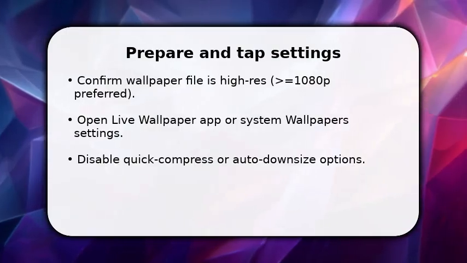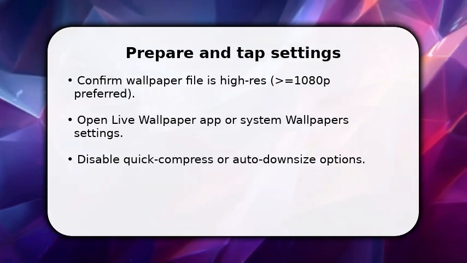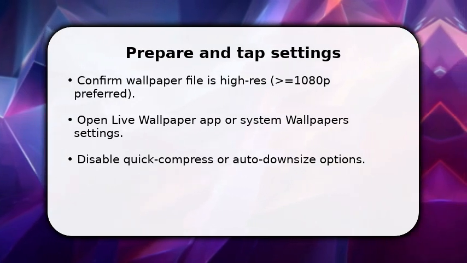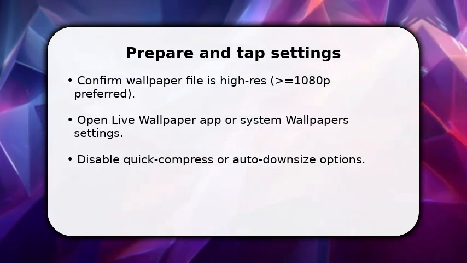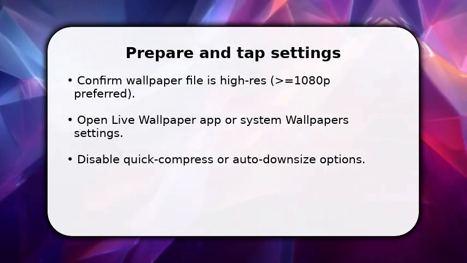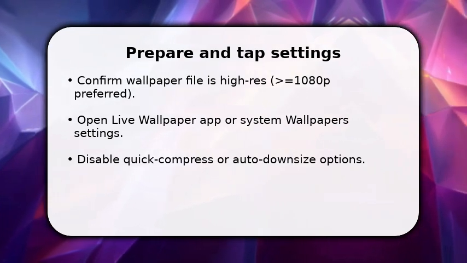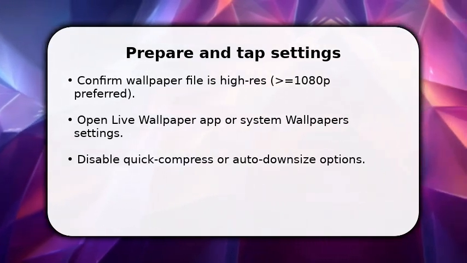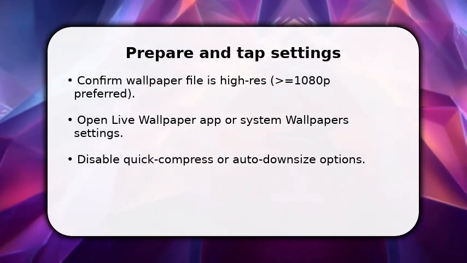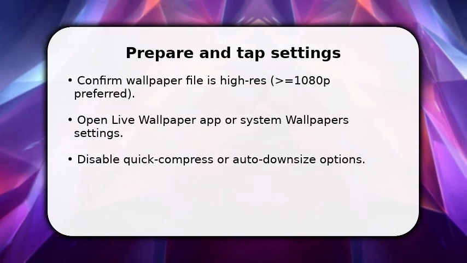You're starting with the essentials. Confirm the live wallpaper file is high resolution and saved locally, then open your phone's wallpapers or the live wallpaper app. Once done, navigate straight to the wallpapers settings panel and turn off any auto-compress or optimize features that reduce quality. Make sure you choose the full-size image instead of a cropped preview. This prevents upscaling blur. You'll proceed now to adjust playback and scaling so the animation stays sharp in use.